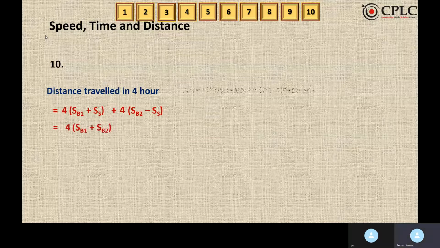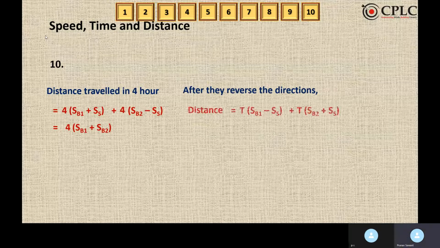After solving this, we'll get 4 into SB1 plus SB2, as SS will get cancelled because it is plus SS and minus SS. After they reverse the directions, the boat which was traveling downstream will now travel upstream, and the boat which was traveling upstream will now travel downstream. Hence it is going to be T into SB1 minus SS plus T into SB2 plus SS. We don't know the time, hence we assume it as T.